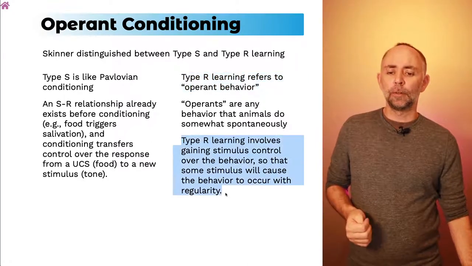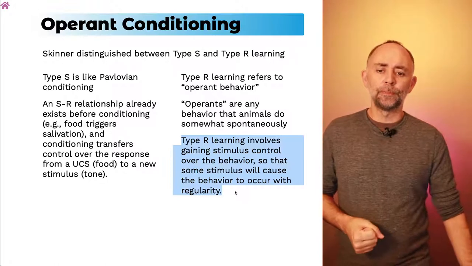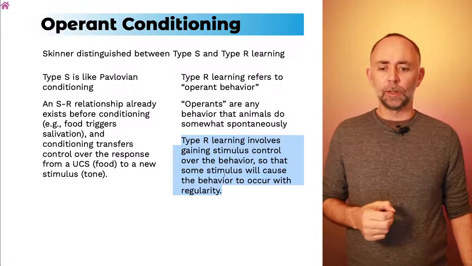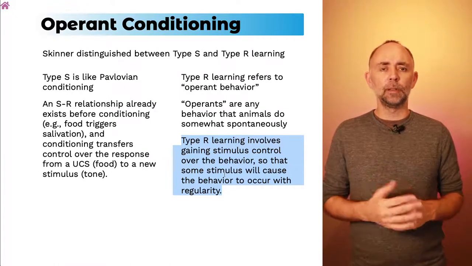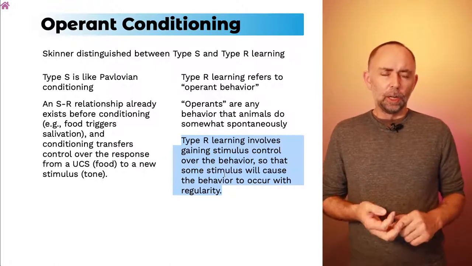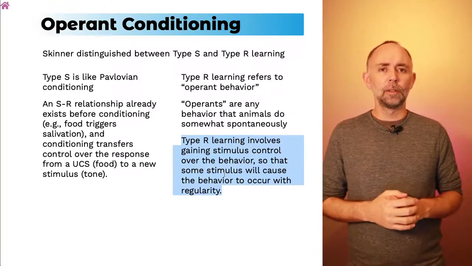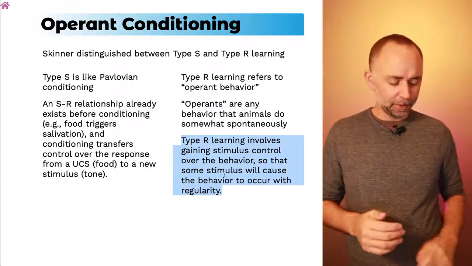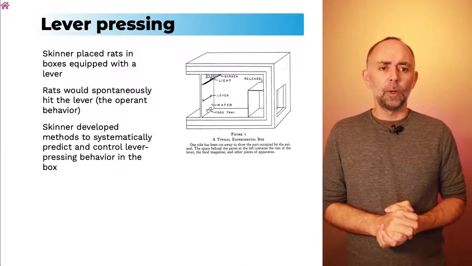So type R learning for Skinner involves gaining stimulus control over these kinds of behaviors so that some stimuli will cause the behavior to occur with regularity. For example, I have no idea when Coco's going to do that paw thing, and I have no idea how to make her do that paw thing. Can I somehow train Coco to do the paw thing in response to a particular stimulus? I don't know. According to Skinner, he probably could, because he figured out lots of ways to do this kind of thing. And the way he did that was with lever pressing.